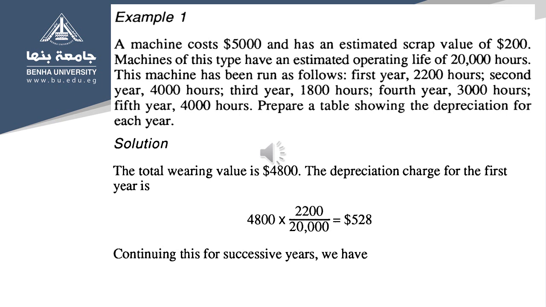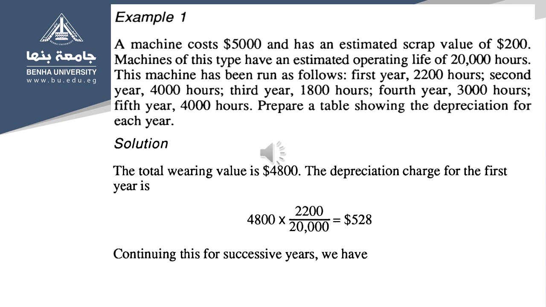This is the solution. The book value of the machine is $5,000, and after the end of its lifetime it has a scrap value of 200. The operating life is 20,000 hours: first year 2,200 hours, second year 4,000, third year 1,800, fourth year 3,000, fifth year 4,000. The total wearing value is 5,000 minus 200, which equals 4,800. The depreciation charge for the first year is 4,800 multiplied by 2,200, the first year hours, over the total 20,000 hours, which equals 528.